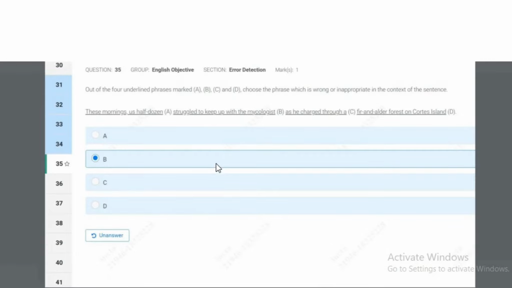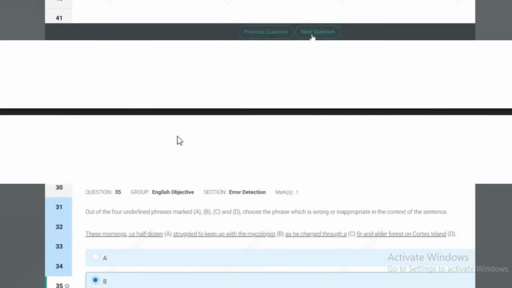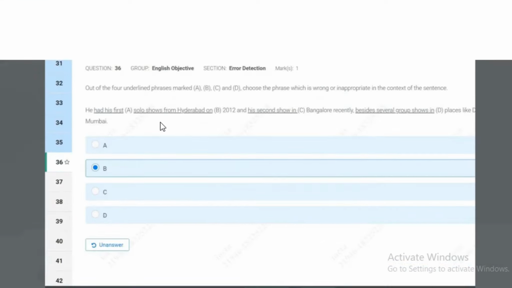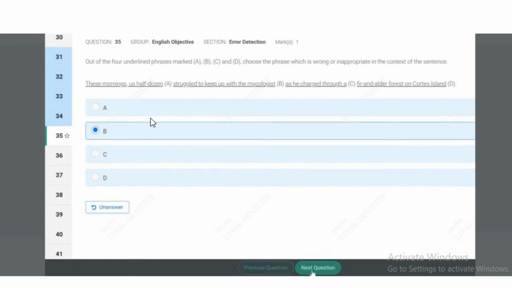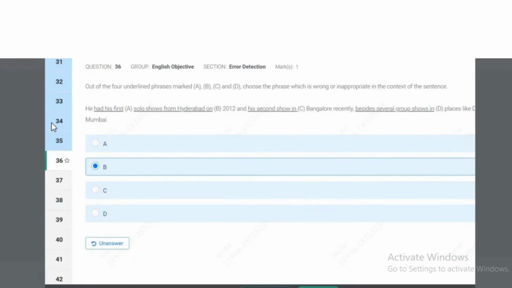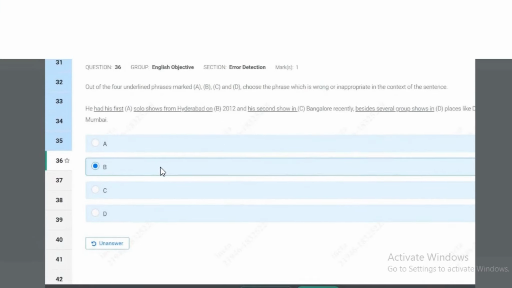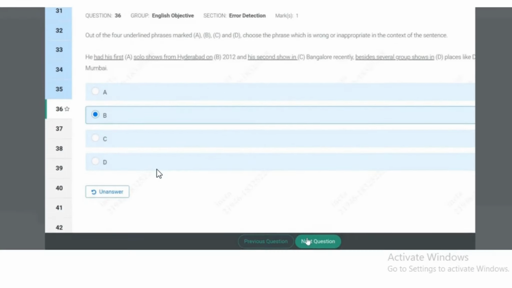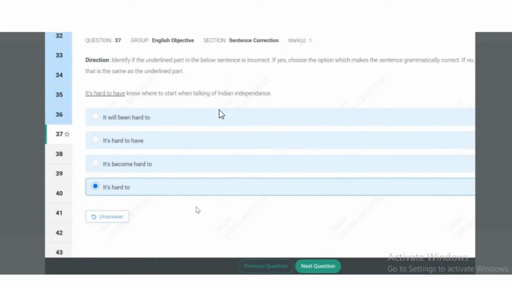And the next question also falls under this category. In this category we can see this question also, and same here. And also here option B is the answer. And in this case with question number 36, B is the correct answer.